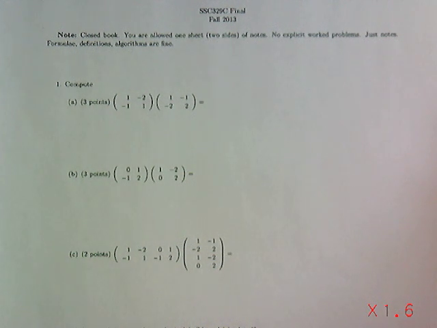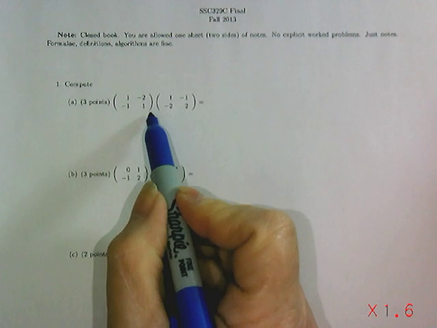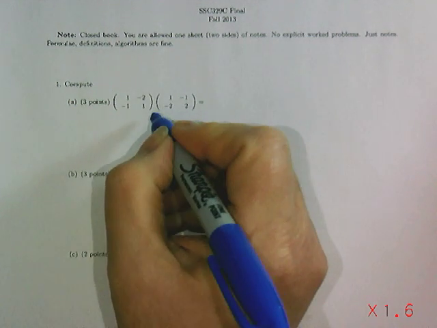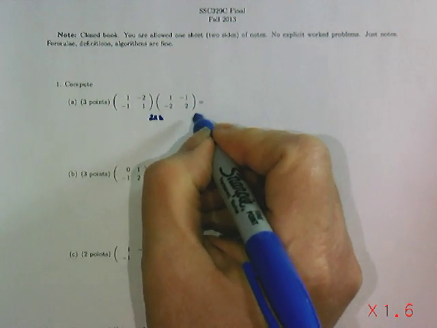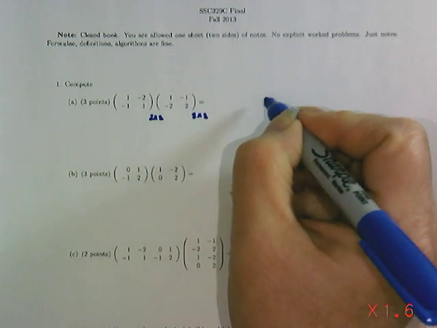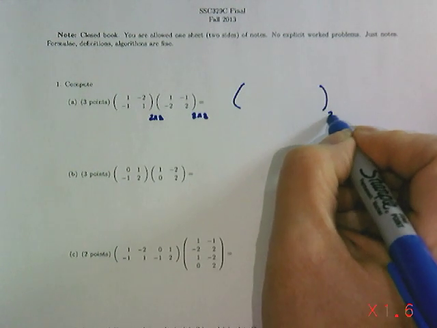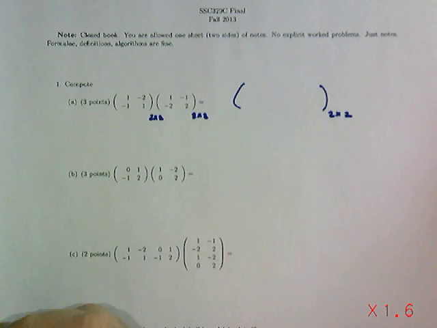Let's look at question 1 on your sample exam. We have matrix multiplication. We have a 2 by 2 matrix times a 2 by 2 matrix. The result will be a 2 by 2 matrix. And there are several algorithms you could use.